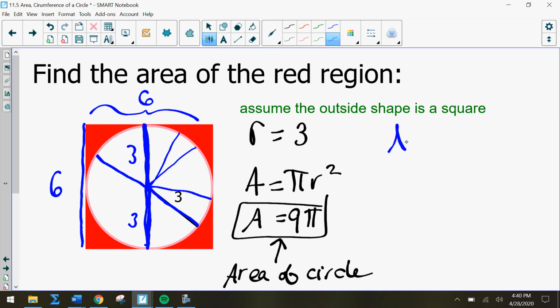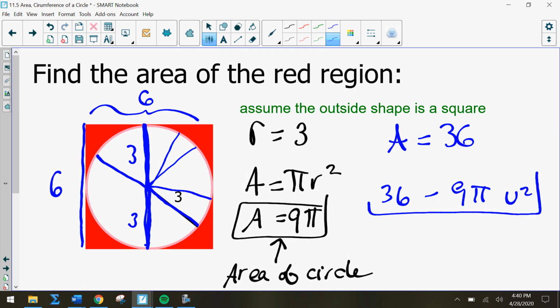So if the area of the square is 36, that means the area of the shaded region will be the area of the square minus the area of the circle. And we can leave our answer in terms of pi and make sure you simplify when you can. However, notice how this 36, we can't subtract 9 pi from it without a calculator, so we'll leave this as 36 minus 9 pi.